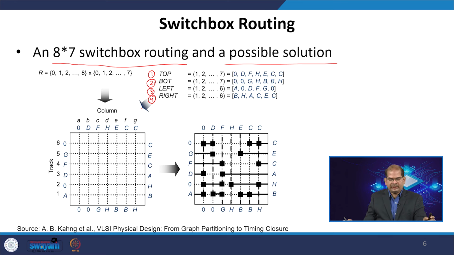How are these vectors created? These vectors are created from the net IDs. If you see the top side, what are the columns possible? You have 0 here on the top side, then the D net. 0 means there is no connection, D means there is a D net. Similarly, you have the F net like that, and all other nets are there.